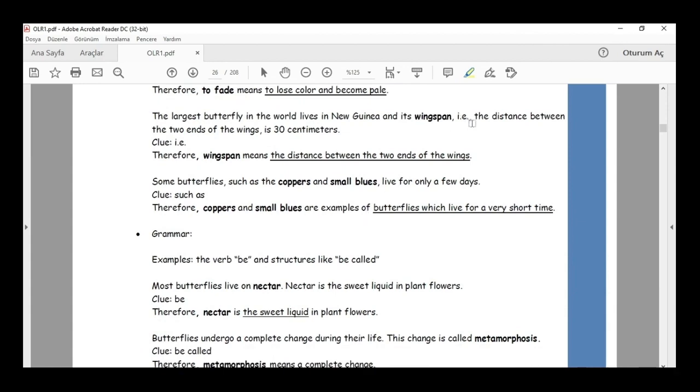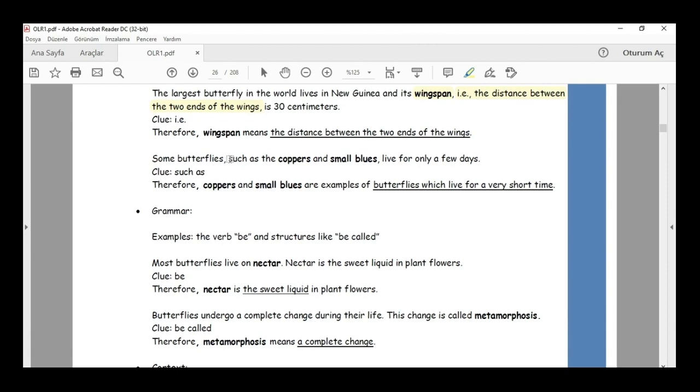Let's take a look at i.e. The largest butterfly in the world lives in New Guinea, and its wingspan, and then there's the explanation here. That is, the distance between the two ends of the wings is 30 centimeters. So wingspan means the distance between the two ends of the wings.